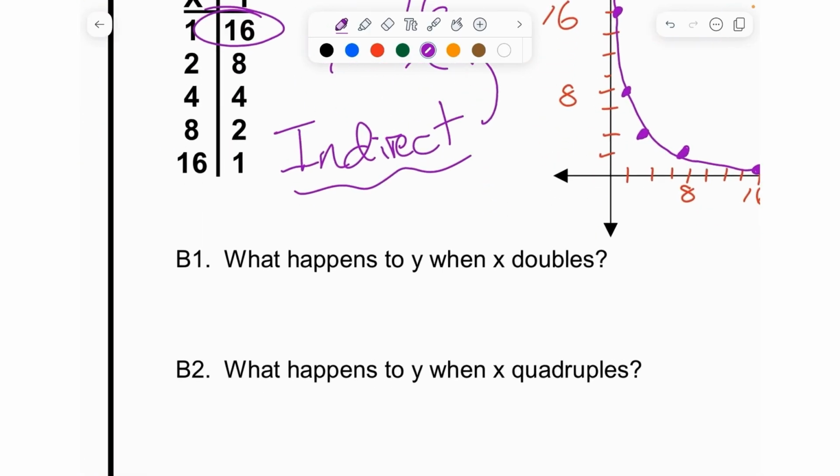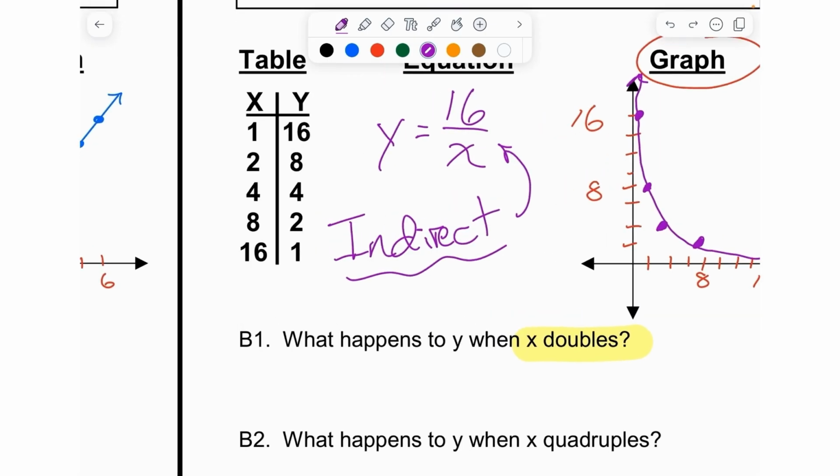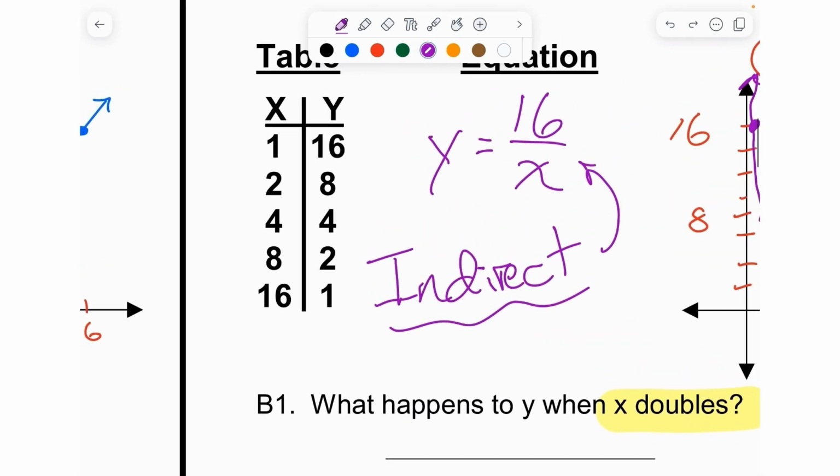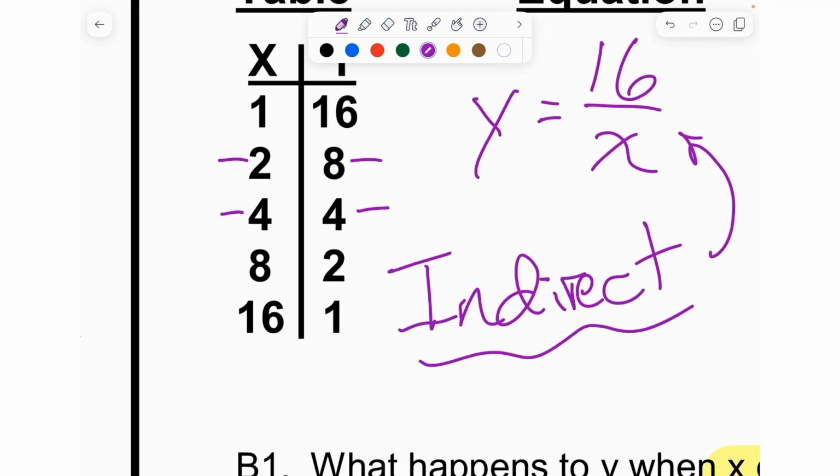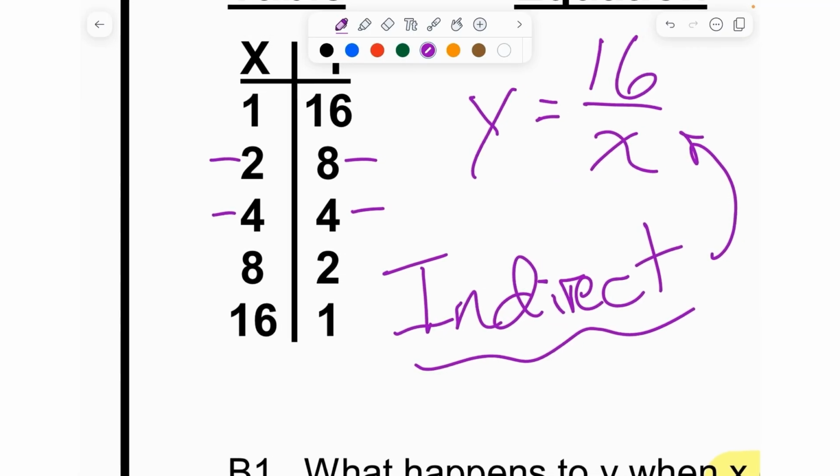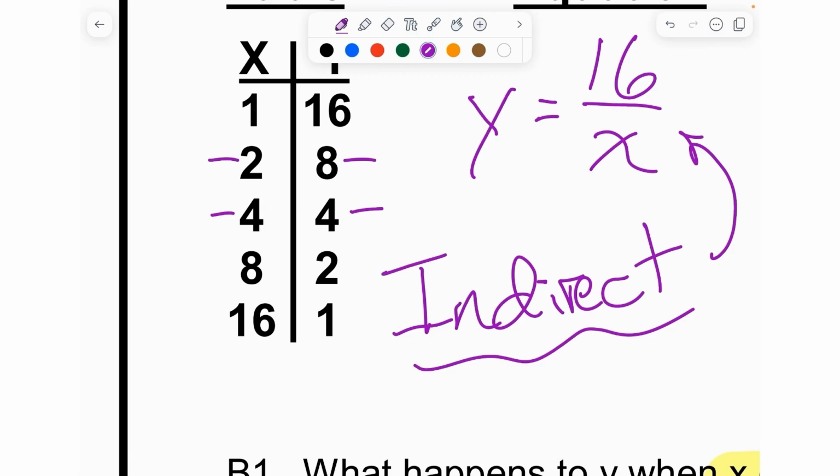So what happens to y when x doubles? How about we go back up here to our table, and if I need x values that double, I honestly can pick any x values. How about I start at 2? That means I'm going to definitely double to 4. Okay, so what do I see about my y values? My y value is 8, and wait a minute, does it double to 4? No, it actually gets cut in half to 4. Okay, wait, so x doubled, but y got cut in half.